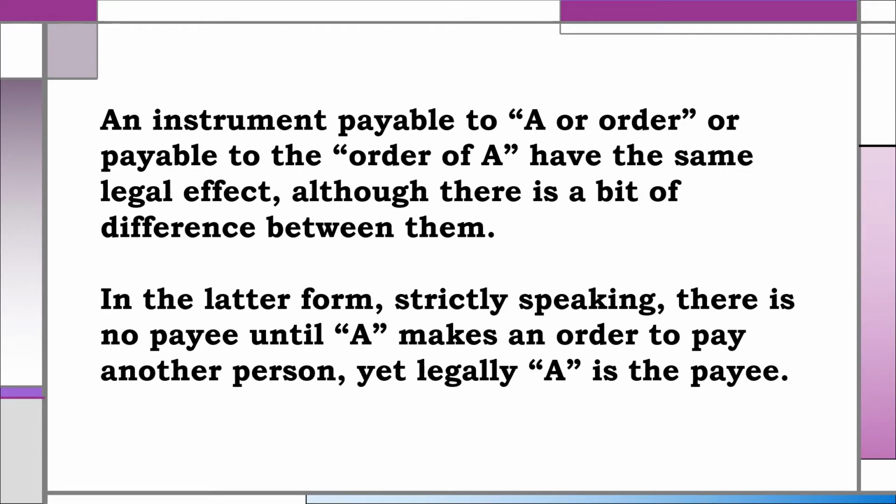An instrument payable to A or payable to the order of A have the same legal effect, although there is a bit of difference between them. In the latter form, strictly speaking, there is no payee until A makes an order to pay another person, yet legally A is the payee.